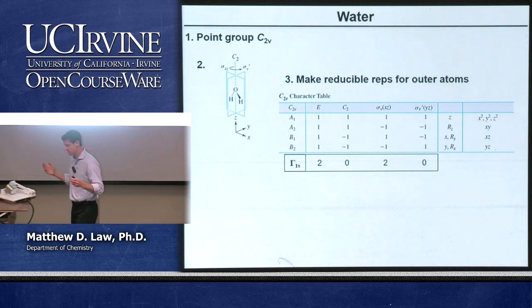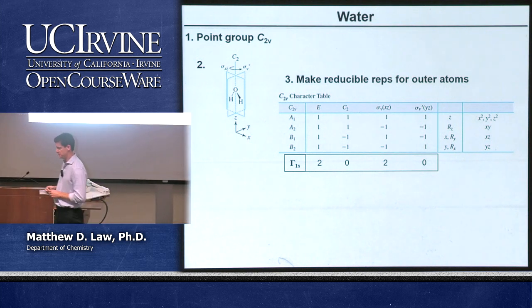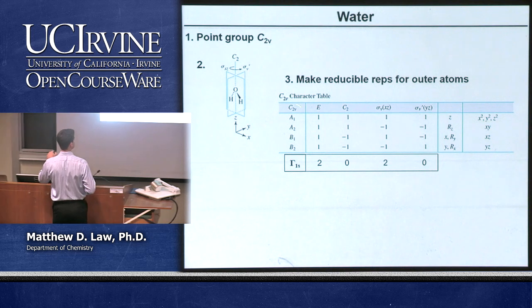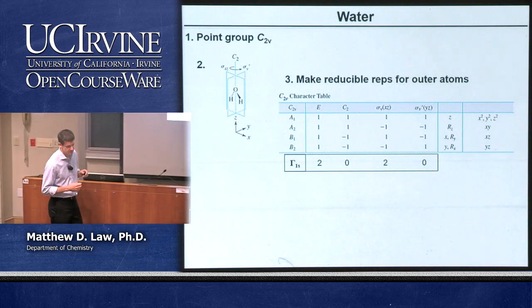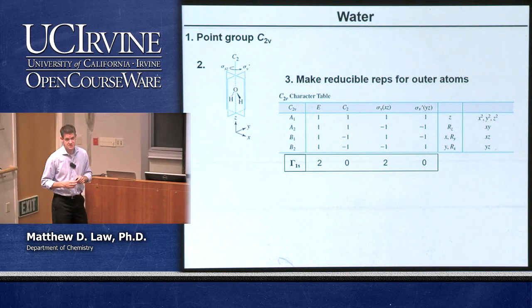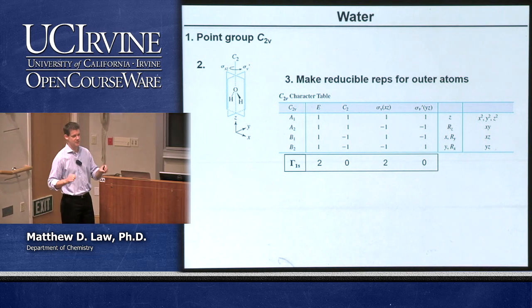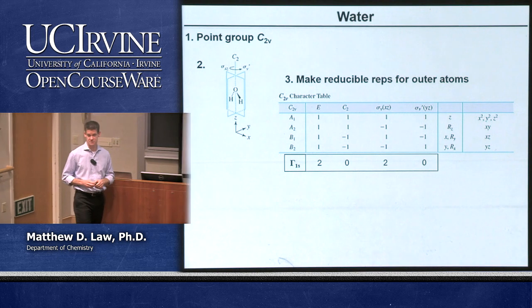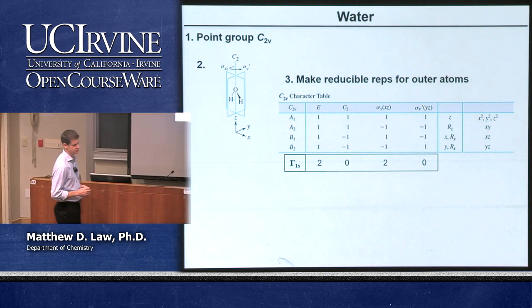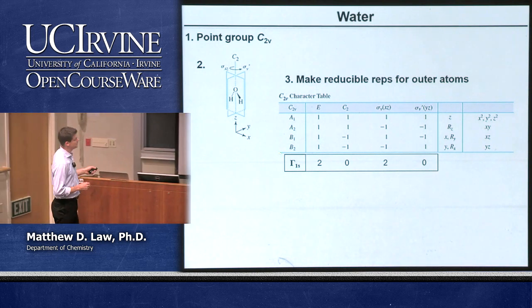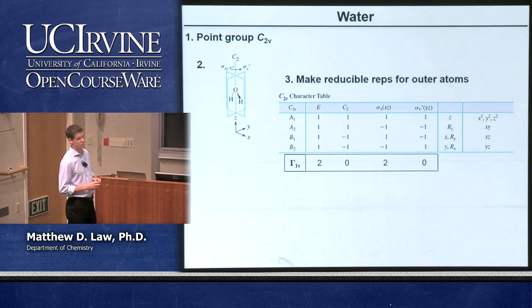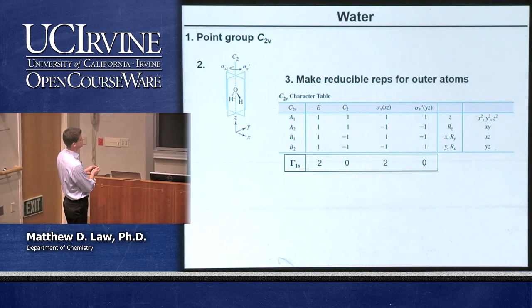What do we do next? We bring up the C2v character table from the back of the book. Okay, it's simpler than the D2h, thankfully. And what we want to do is consider the group orbitals. And luckily for water, all we have to care about are the 1s's of the hydrogens, right? Because there's nothing else for the valence orbitals. So we need to build a reducible representation for the 1s's of the hydrogens out here.